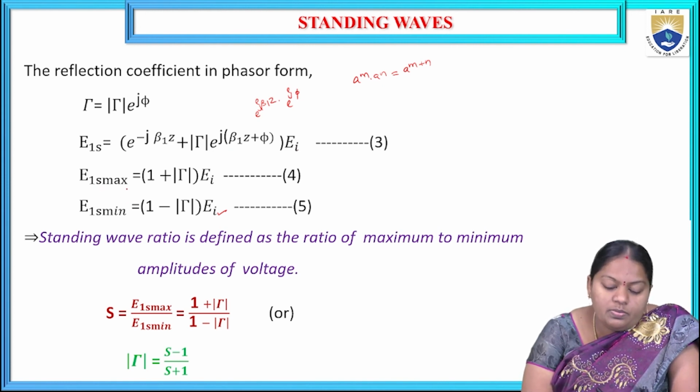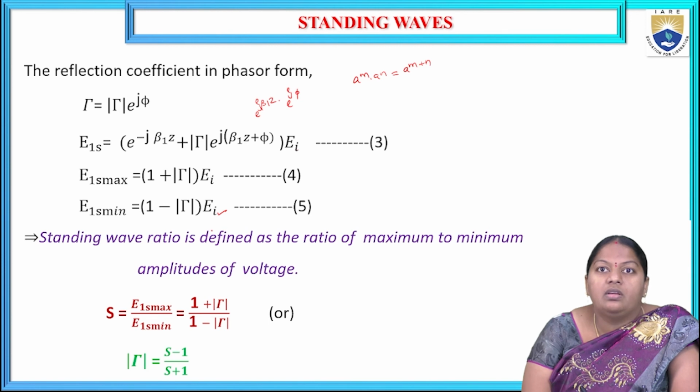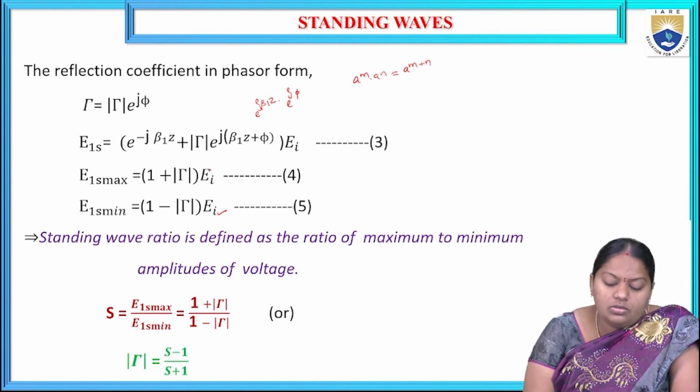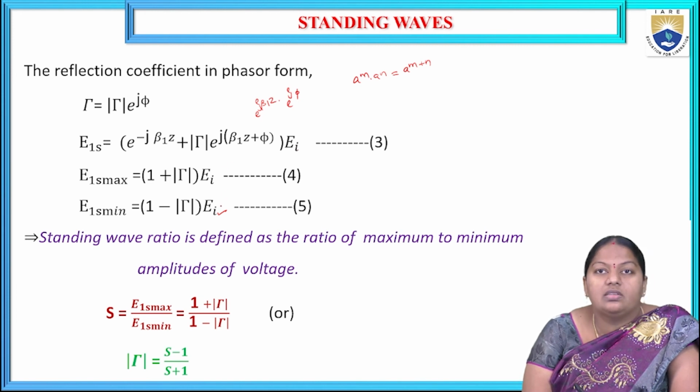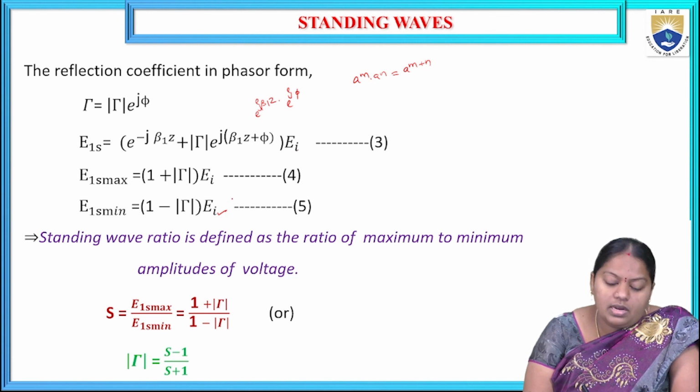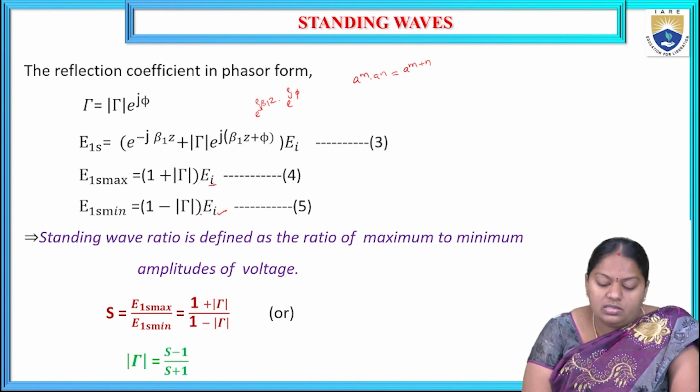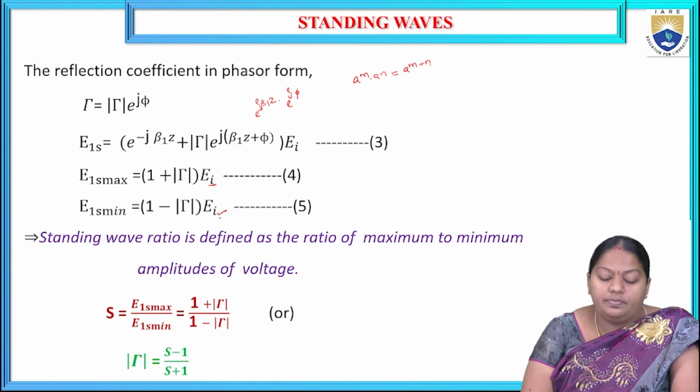So the E1s maximum value is obtained for the even function and the E1s minimum value is obtained for the odd function. An even function is exemplified by the cosine signal, and an odd function by the sinusoidal function. So E1s maximum equals 1 plus modulus of gamma into Ei and E1s minimum equals 1 minus modulus of gamma into Ei.